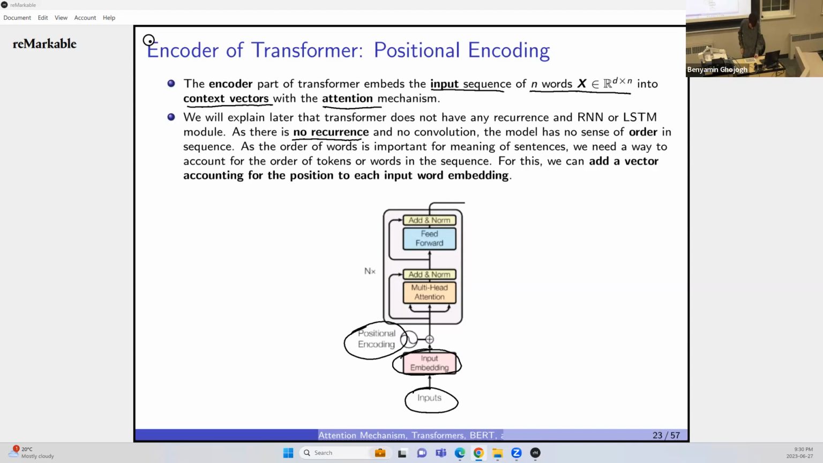There's a reason. As I said, when I don't have any notion of recurrence, the information of order is lost. I need the information of order.